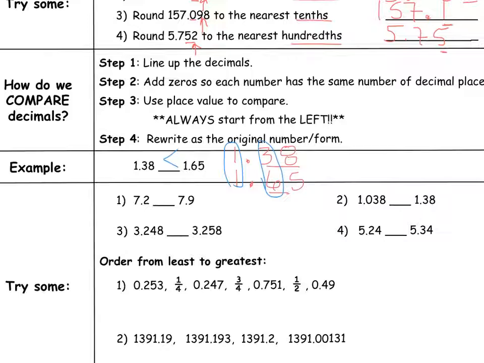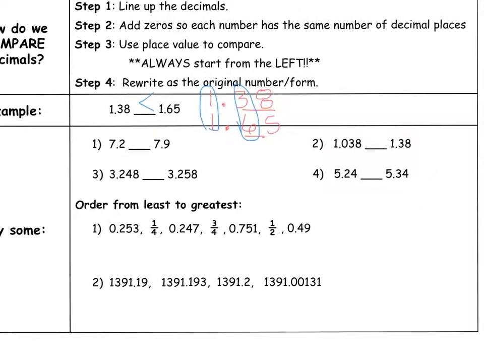Let's compare 7 and 2/10 and 7 and 9/10. Okay, again, we're going to line them up. So I have 7 and 2/10 and 7 and 9/10. Okay, so go start at the left. Well, 7 and 7 in the whole, and they're the same. Okay, and then we start to compare the 2 and the 9. 2/10 or 9/10? Well, 9/10 is bigger. So the 7 and 9/10 is bigger. Or we can say 7 and 2/10 is less than 7 and 9/10.